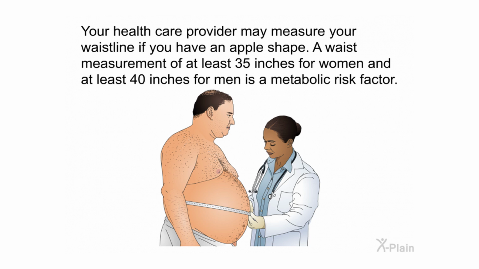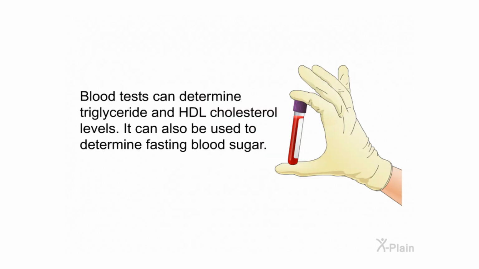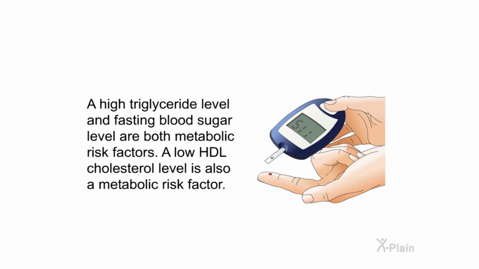A waist measurement of at least 35 inches for women and at least 40 inches for men is a metabolic risk factor. Blood tests can determine triglyceride and HDL cholesterol levels. It can also be used to determine fasting blood sugar. A high triglyceride level and fasting blood sugar level are both metabolic risk factors. A low HDL cholesterol level is also a metabolic risk factor.